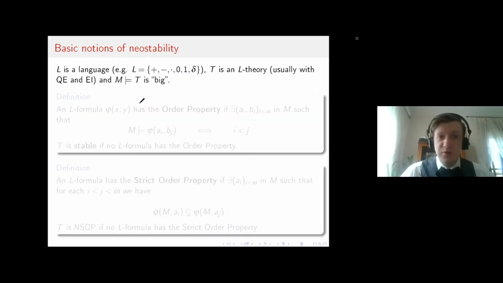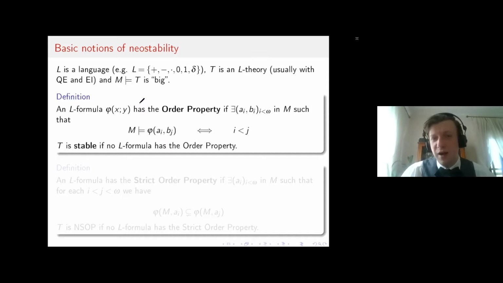Let me start with basic notions. Let L be a language. For example, it can be the language of fields with derivation, so rings actually with derivation: plus, minus, dot, 0, 1, and the derivation. Say that we have an L-theory T. Usually we assume that it has quantifier elimination and elimination of imaginaries, that's for model theorists. And let us pick some big model M of this theory.